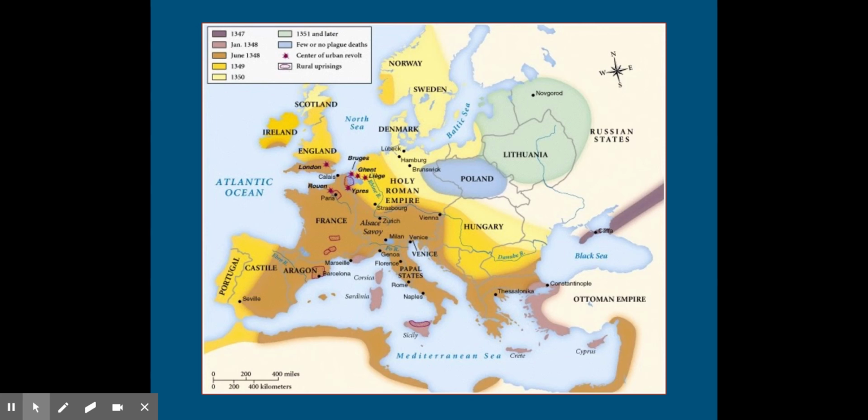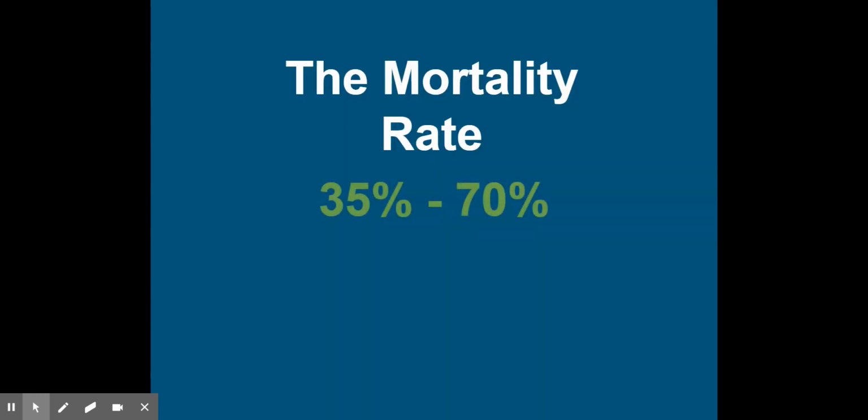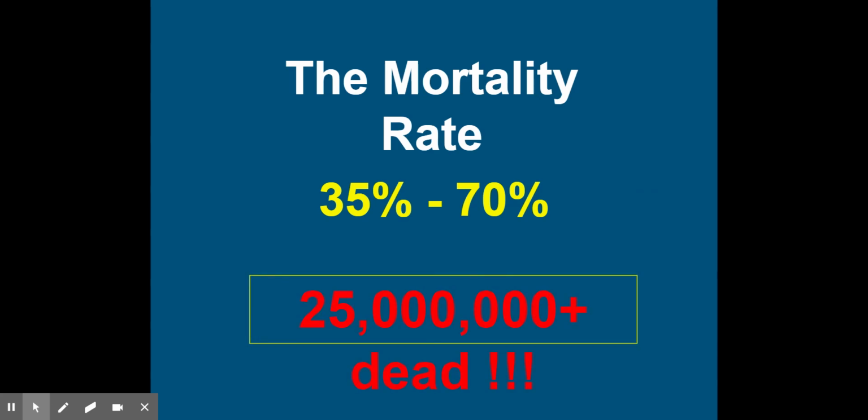And all of them were scared people trying to figure out what is happening and why it's happening, and they are desperate and begin to revolt against the governments, the kings, and the feudal system. And as we go, the mortality rate was 35% to 70%. Now, the ultimate number of deaths is not really truly known. It's somewhere 25 million plus died just in Europe alone.